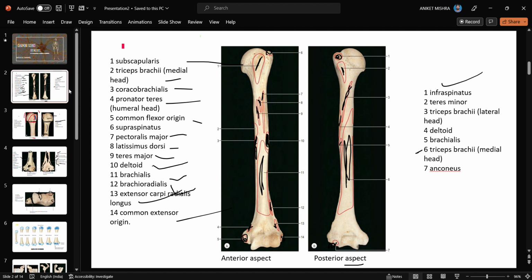So I hope it is clear to you which landmarks are present on the humerus and what the important muscles are that attach onto the humerus. That's all for today.